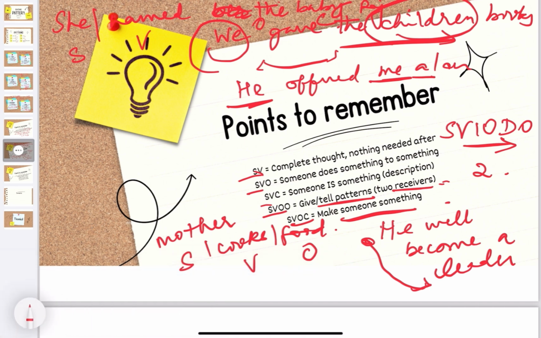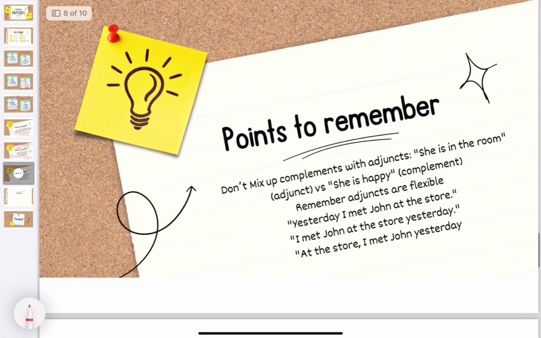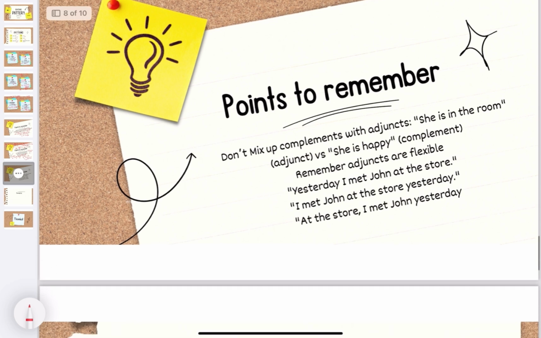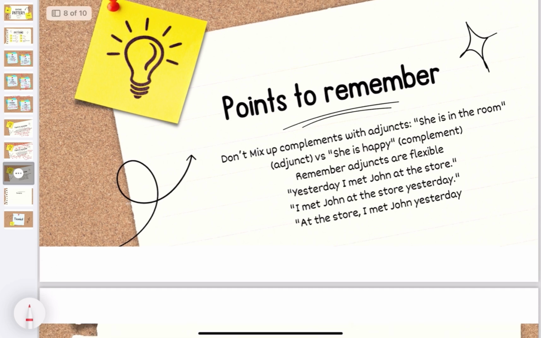Is it quite confusing? In case you have any doubts, leave it in the comment section. Okay, I'm just trying to give you an example of how you can identify sentences. And also, these are some of the rules that you'll have to keep in mind. Once we get back to the exercise, I think all your doubts would be cleared.